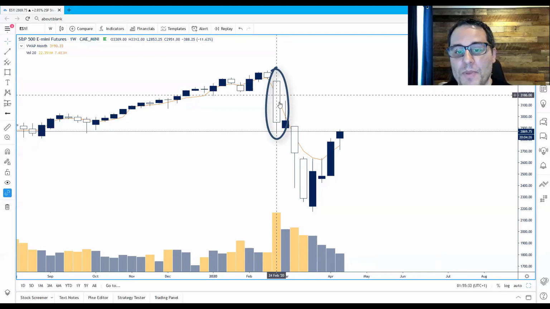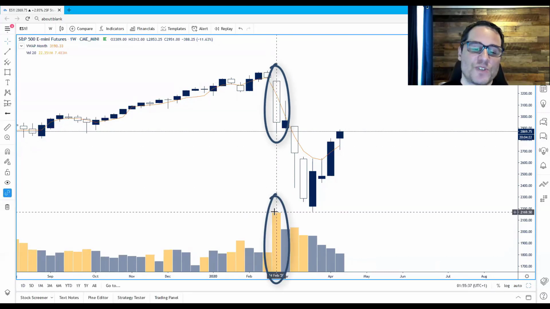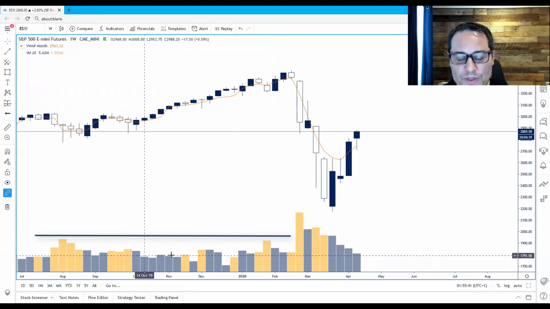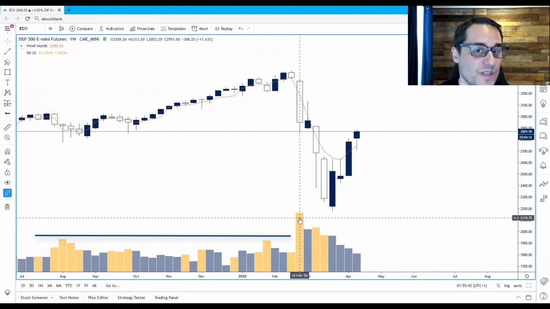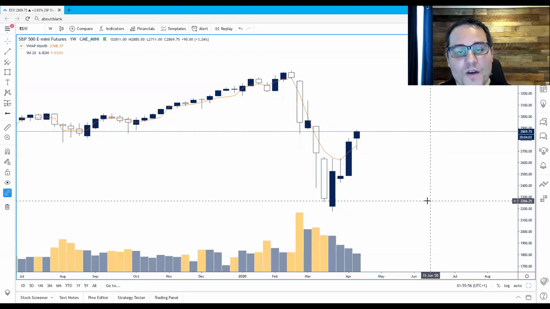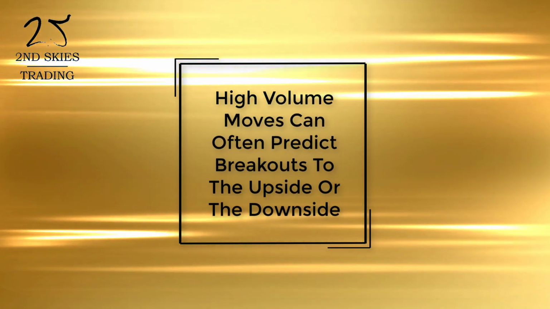Not only do you get a big move in the price action in the candle here, but the volume data just shoots up tremendously. If you look at the average volume, it's right around these little bars, and this more than doubles. That tells you there was a lot of trading activity going on. The fact that the volume more than doubled in one particular week means that week was very, very active for the financial markets. And oftentimes, high volume moves can predict breakouts to the upside or the downside.